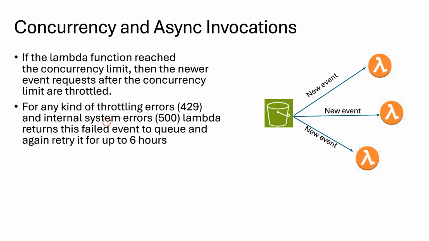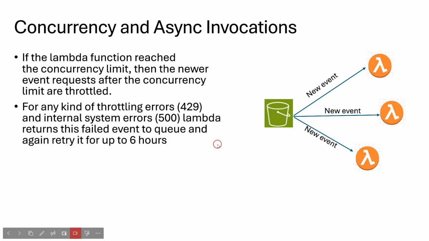So for any kind of throttling, for example, if you get a throttle error like 429, or any kind of internal system errors like the 500 series, then Lambda returns this failed event to the queue. It won't itself fail the event, but it will store that event in a queue and retry it for up to 6 hours. So asynchronous invocation does not fail the system. But when it comes to synchronous invocation, it will directly return a 429 error code. But with asynchronous invocations, it will keep the failed one in the event queue and retry it for up to 6 hours.